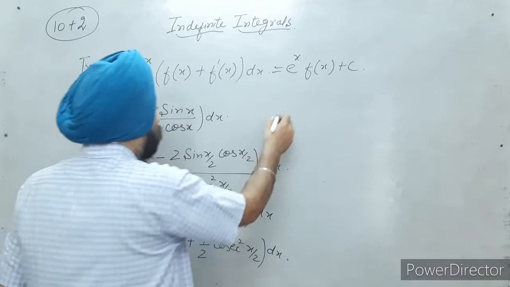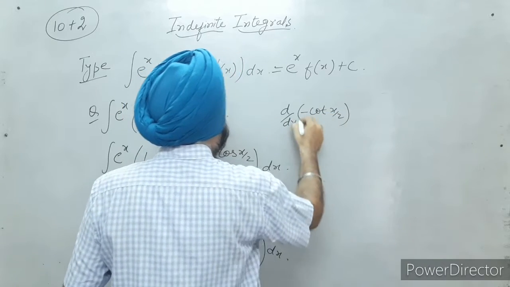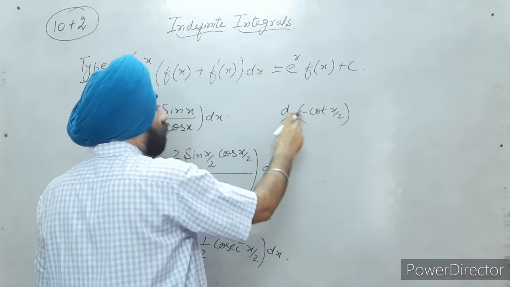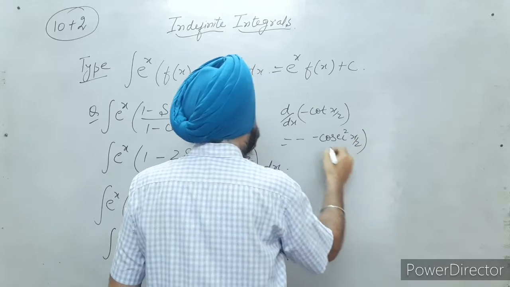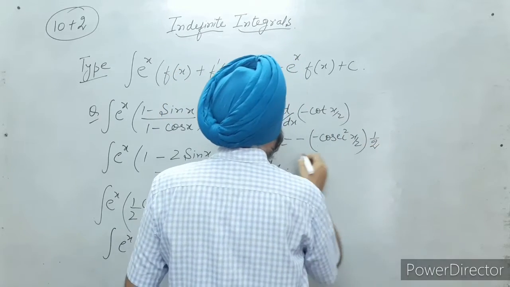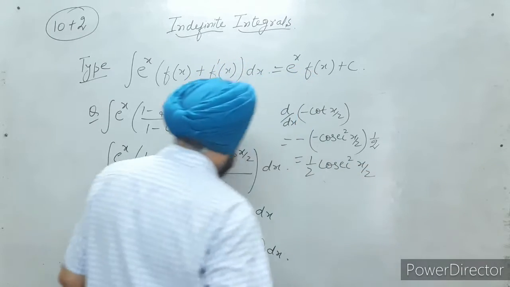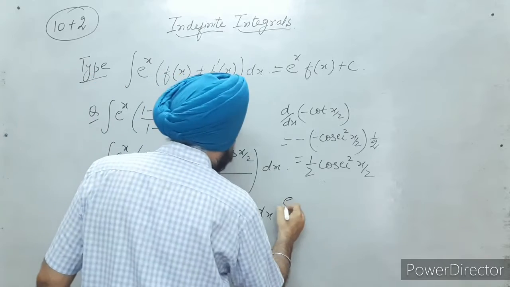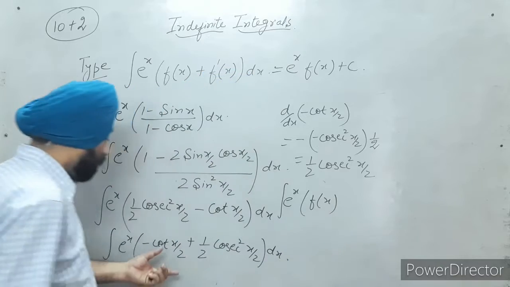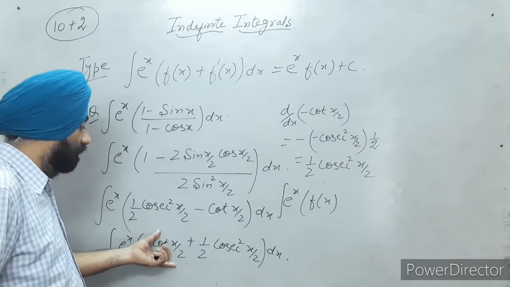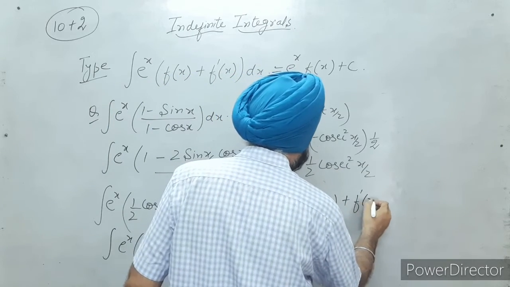Just find its derivative, d/dx of minus cot(x/2). The negative sign is taken out. Cot(x/2)'s derivative is minus cosecant square (x/2). x/2's derivative is half. It becomes half cosecant square (x/2). This is your f(x), e^x f(x). What was f(x)? f(x) is minus cot(x/2). Its derivative is half cosecant square (x/2), that is f'(x).